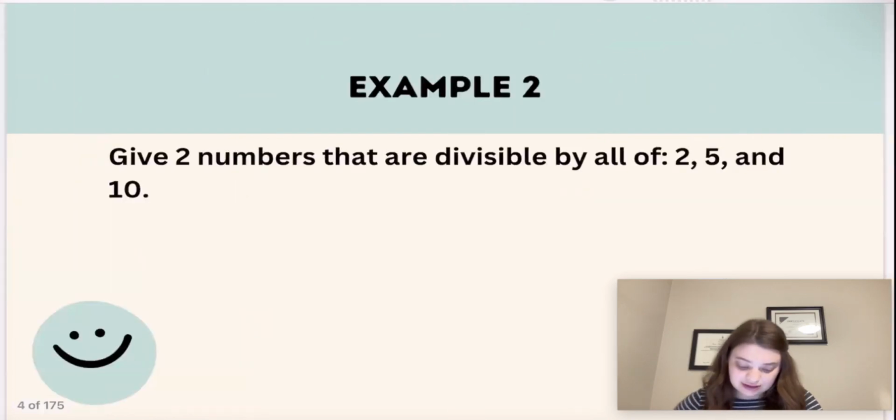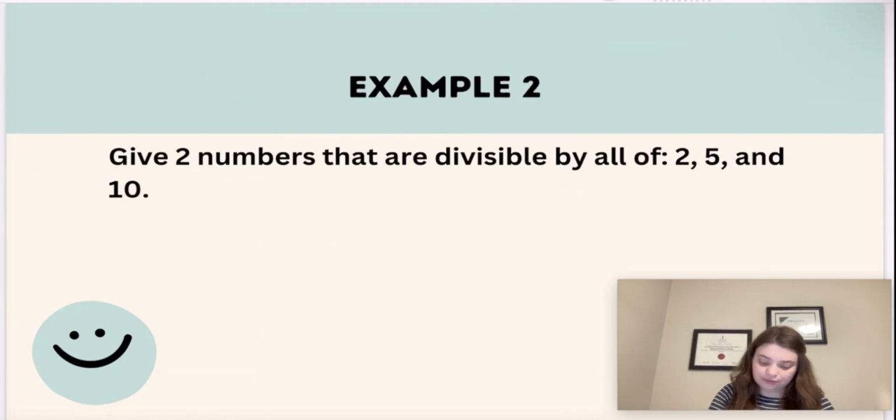All right, so this brings us to the next question, which is to give two numbers that are divisible by all of 2, 5, and 10. So what characteristic must these two numbers have? Because there's many more than two answers. There's many possible answers I could give here. But the thing is, for a number to be divisible by all of them, 2, 5, and 10, it has to end in 0 to meet all that criteria. So I could give any two numbers that end in 0.